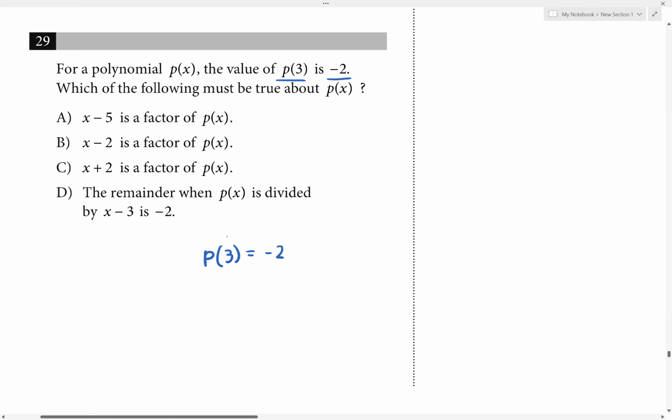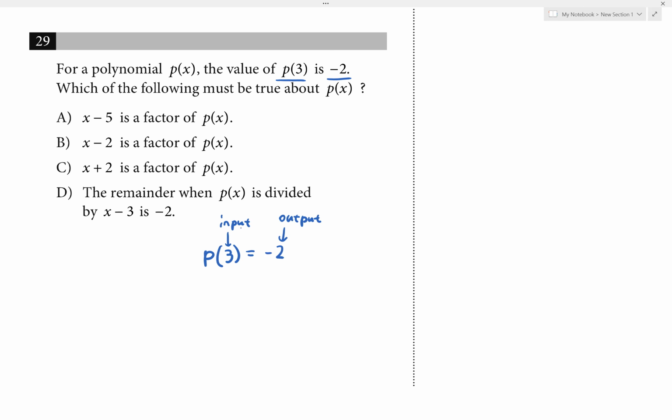So that means if you plug in 3 inside the parentheses, that's always going to be the input into the function. So when you plug in 3, what we'll get out of the function, that's the output, is going to be -2. You can also think of it like when the x value is 3, the y value is -2. That's all we know. We know nothing else about the graph or anything about the equation.